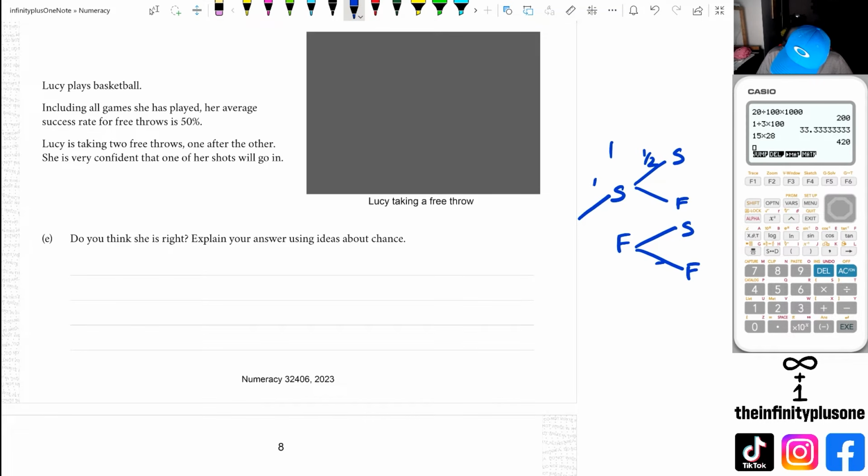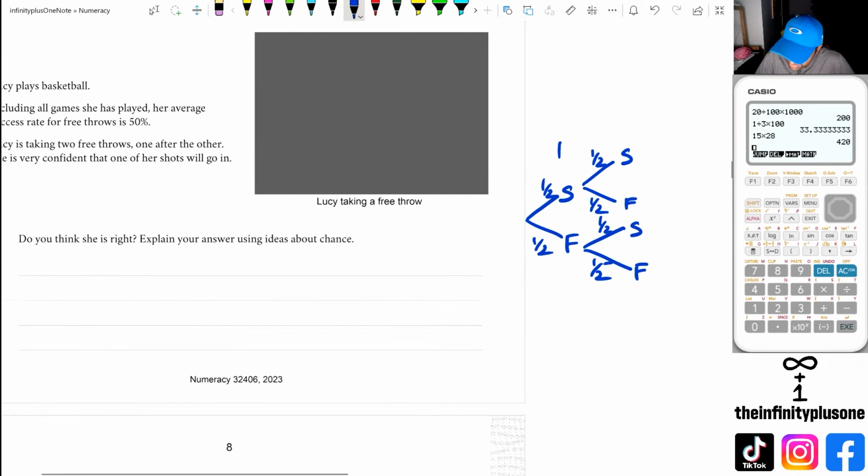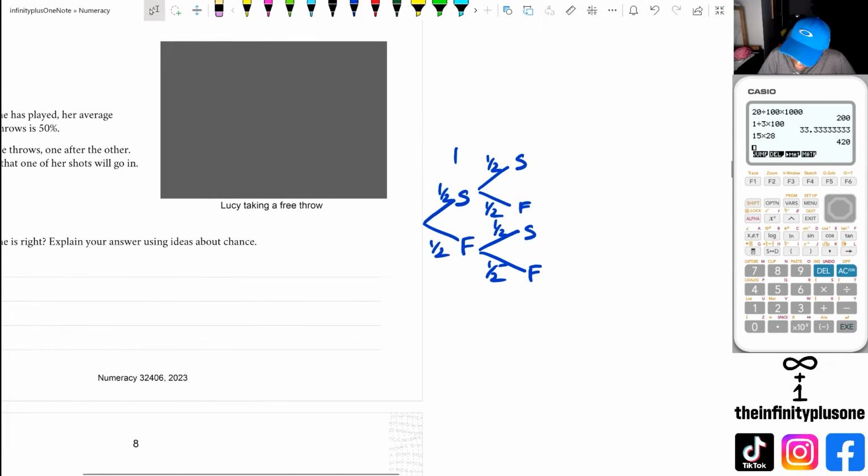So that's a half, half, half, half, half, 1.5. Now, she says that she's very confident that one of her shots will go in. So what we have for this particular one, let's have a look at this. If she gets 2 shots in a row, that's going to be a 1 in 4 chance.